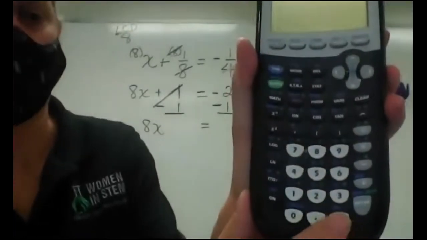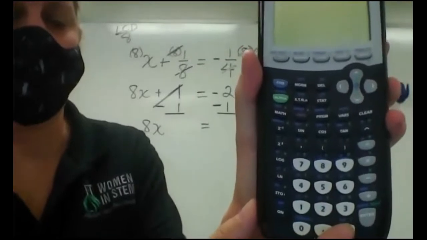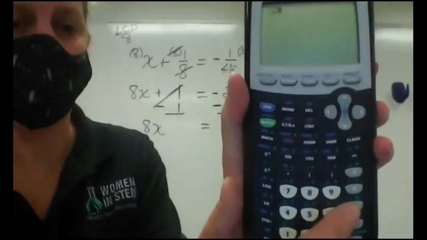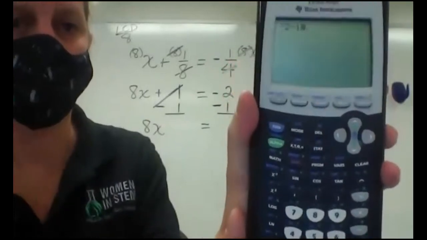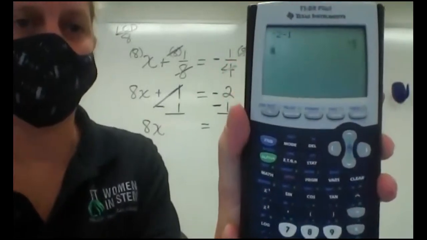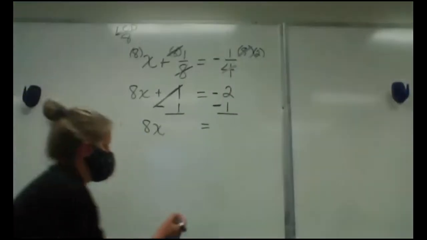Let's see, I'd go down here to negative 2. So there's my negative button. But then I want to do minus 1. Here's your minus button. So minus 1, enter. So that gives me negative 3 is what I have over here now.